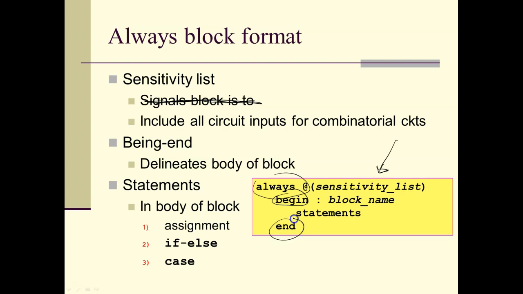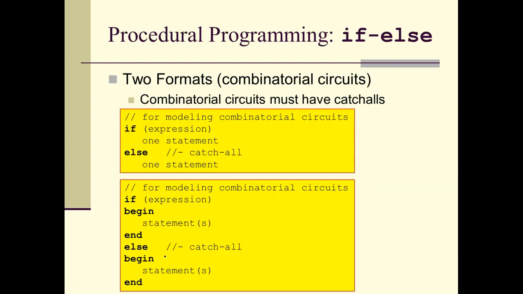There's a begin and an end statement, which delineates the body of the always block, and inside this always block we have statements, and we have three types of statements we can put in there. One is just a basic assignment statement, not a continuous assignment statement, but there's also the procedural programming statements, which is if else, and the case statements, and we'll see examples of that coming up.